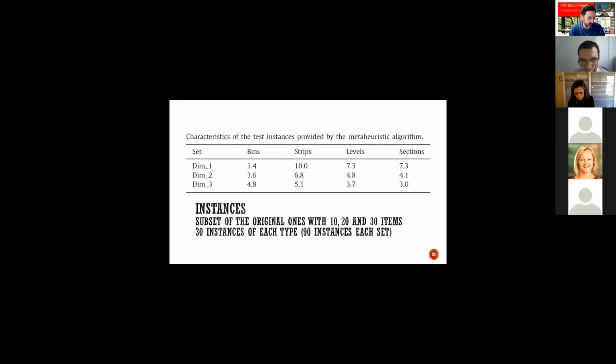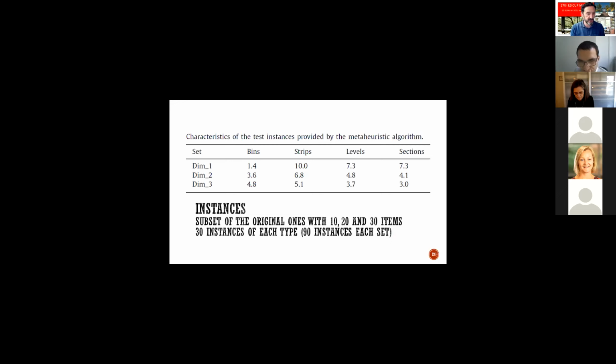Okay, as Ramon said before, through the Rhodes competition, the organizers made available 3 sets. They are huge, with a lot of pieces, and in those instances, the items are small relative to the bins. The solutions show on average 15 items per bin.